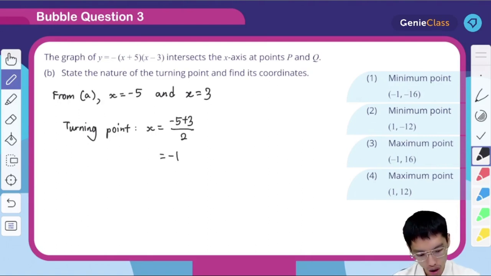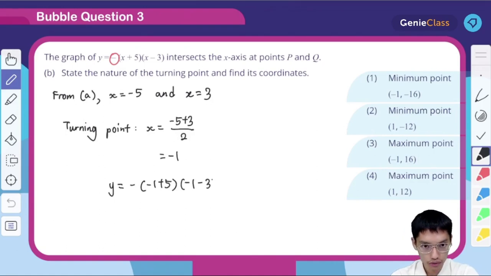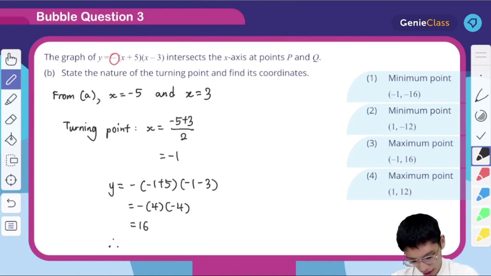Let's look at my coordinate. It's a negative over here. Negative means maximum point because it goes up, down. So finishing up my working, if I solve for y first, it's going to be -1 plus 5, -1 minus 3. Finishing up, I'm going to have -4 and -4 here. This gives me 16. So my turning point is this one, and it's a maximum point.